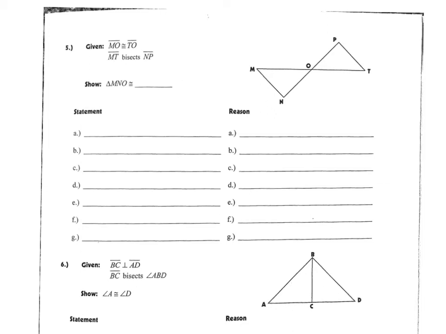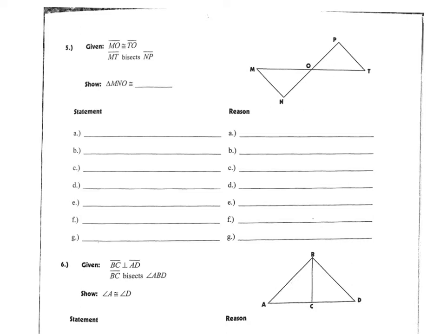All right, so the next part is going to be some proof practice. We are going to start this one by looking at what we're trying to prove. We're looking to try to prove two triangles congruent, so I'm looking for one of those four congruency patterns. Let's start with our given information.